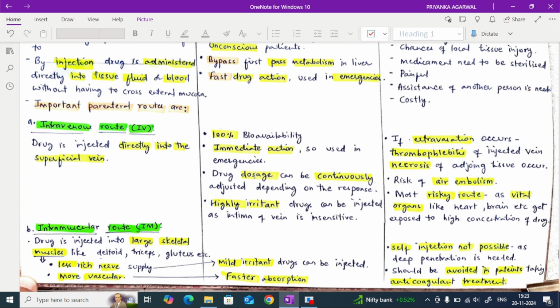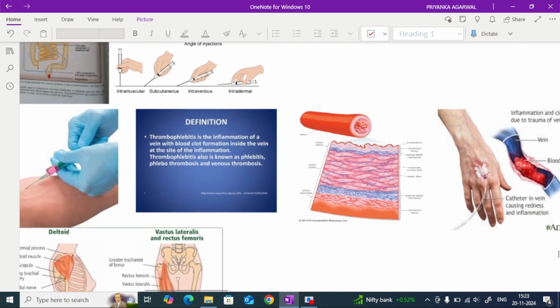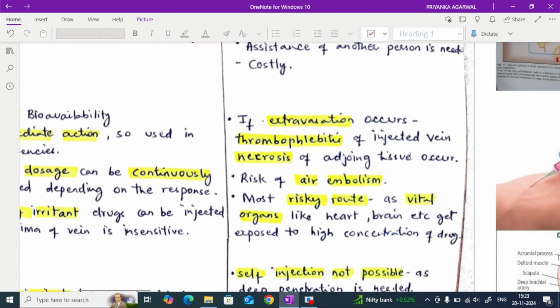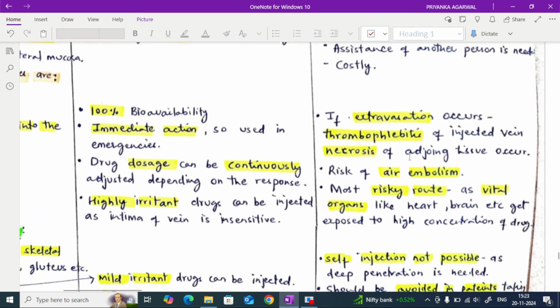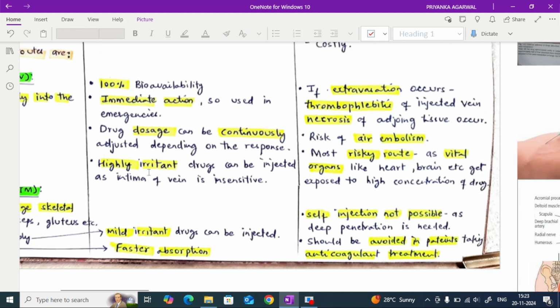And here drug dosage can be continuously adjusted depending on the response. And because the intima of the vein, what do you mean by intima? If you look at the wall of the vein, it has 3 layers: intima, media and adventitia. The intima of the vein is insensitive. That's why highly irritant drugs can be injected by this route.